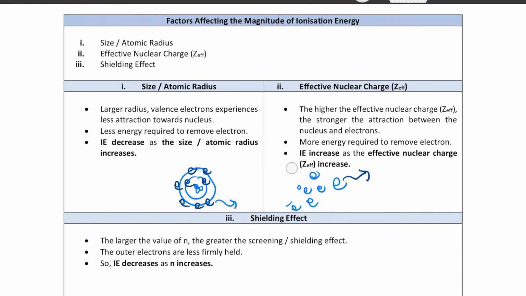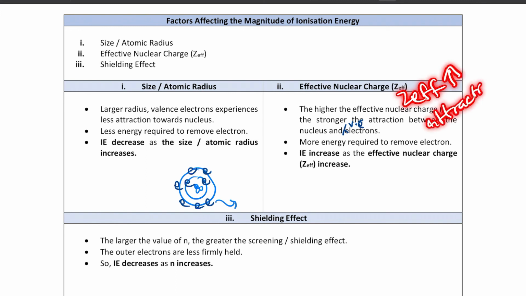Alright, so next one kita tengok effective nuclear charge. How effective nuclear charge affect the magnitude of ionization energy. Okay, so dia kata the higher the effective nuclear charge, the stronger the attraction between the nucleus and electrons. Okay, so kita ubah sikit lah, and valence electron. Okay, so ini betul sebab memang kita dah belajar before this. Kalau ZEF tinggi, that means attraction between nucleus and valence electron makin kuat. Okay, so bila attraction tu makin kuat, that means kita nak remove electron tu mesti nak remove electron yang dari valence electron kan. So more energy is required to remove the electron.